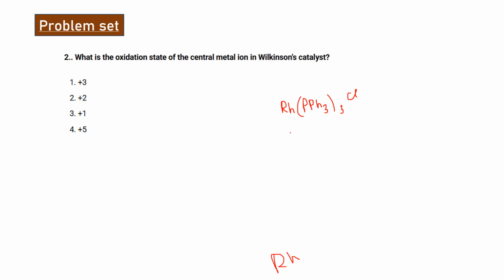Okay, so let's determine the oxidation state of this rhodium. PPh3 has no such oxidation state. If you consider this rhodium as X, PPh3 contributes 0, and chlorine has -1 oxidation state, and total charge is 0. So the oxidation number of the rhodium metal is +1. So the oxidation state of the rhodium in the catalyst is +1.